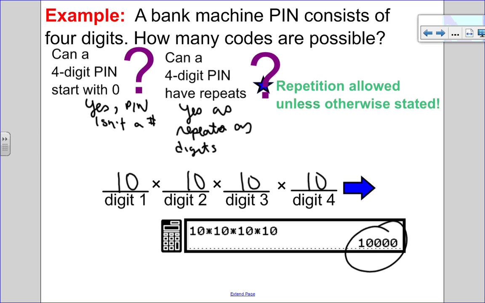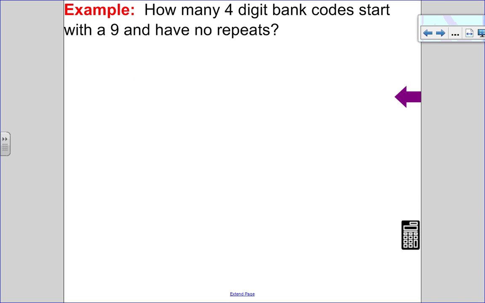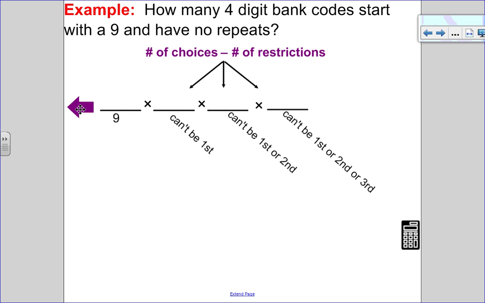Let's start to put some restrictions on things just to see how that would play out. What if I say, how many 4-digit bank codes or PINs are there that start with a 9 and don't have any repeats? Okay, so repeats are not allowed. So it has to start with a 9, and then the second digit can't be the first digit because repeats aren't allowed. The third digit can't be the first or the second, and the fourth digit can't be the first, second, or third because repeats aren't allowed.